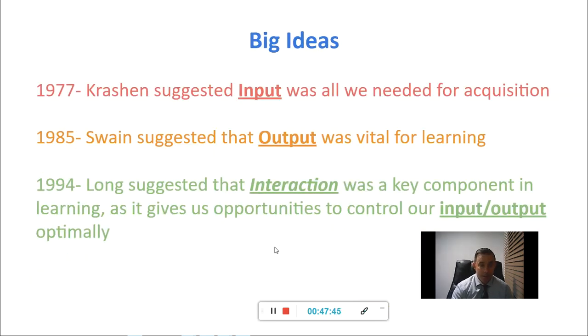So here's the big ideas from today, everybody. In 1977, Krashen suggested input was all you needed for acquisition. 1985, Swain comes along and says output. You got to have comprehensible input and output. And then Long said, why not have interaction? It's a key component. It gives us opportunities to control our input and our output as we negotiate for meaning.